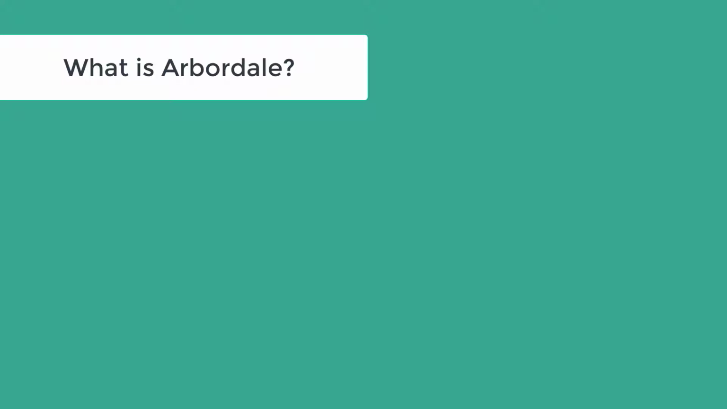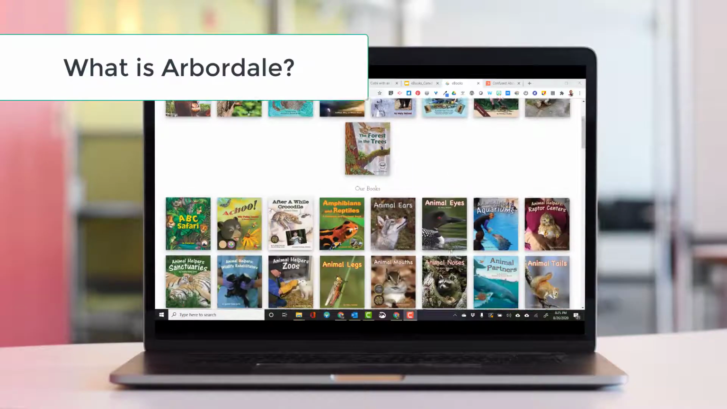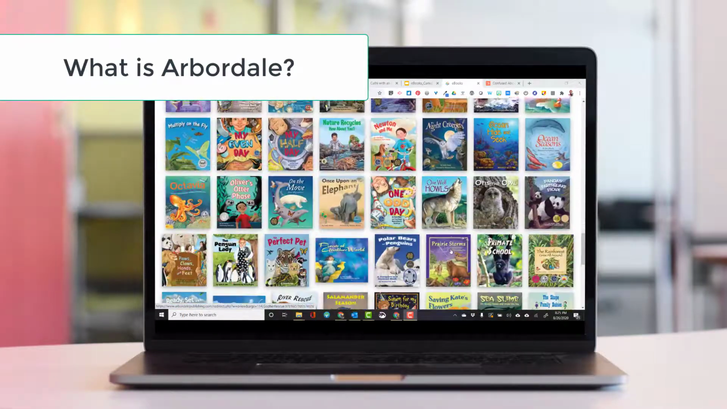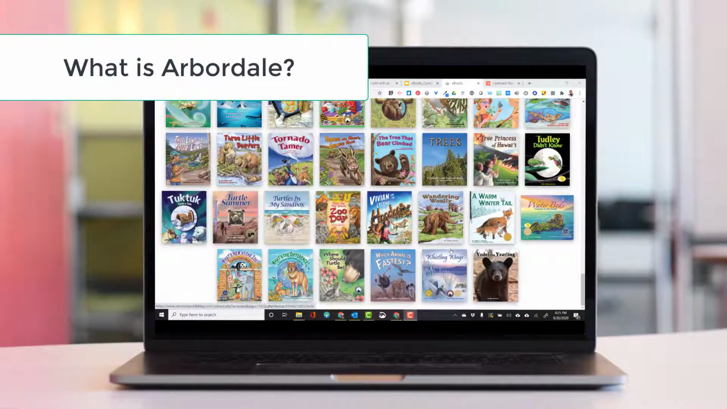Hi everyone. What is Arbordale? It's an ebook platform for students in preschool through grade 6 that contains a collection of 167 fiction and nonfiction digital picture books. Arbordale describes their books as sparking interest in science and math through fun-to-read stories.